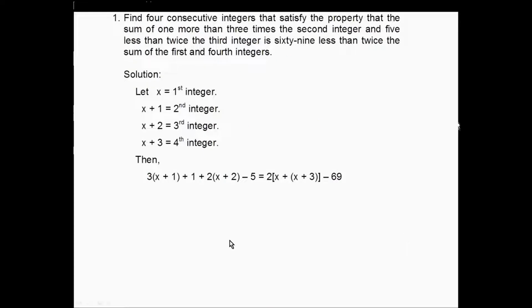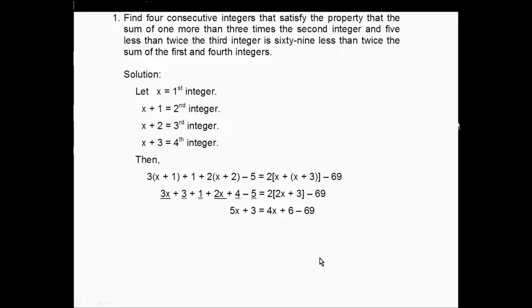As I start working on the problem, I should distribute this 3, distribute that 2, and inside the brackets, I can combine x plus x to get 2x. So I'm going to have 3x plus 3 plus 1 plus 2x plus 4 minus 5 is equal to 2 times 2x plus 3 minus 69. On the right, I will distribute this 2 outside the brackets, and on the left, I can combine some similar terms. 3x and 2x will be 5x, and for the numbers, 3 and 1 is 4, plus 4 is 8, minus 5 is 3. So I'm going to have 5x plus 3, combining the x's and the constants. 5x plus 3 is equal to 4x plus 6 minus 69.